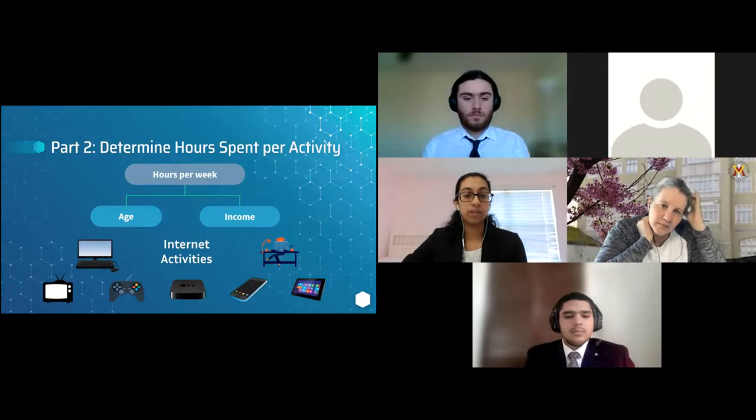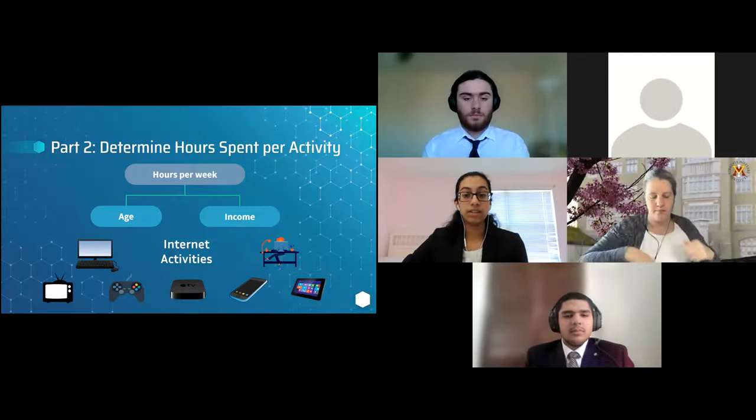Once we have the income range, we use the average number of hours spent each week for the income range on each of seven activities, which are using a traditional TV, a TV-connected game console, TV-connected internet device, internet on a computer, total app or web on a smartphone, total app or web on a tablet, and school or work.